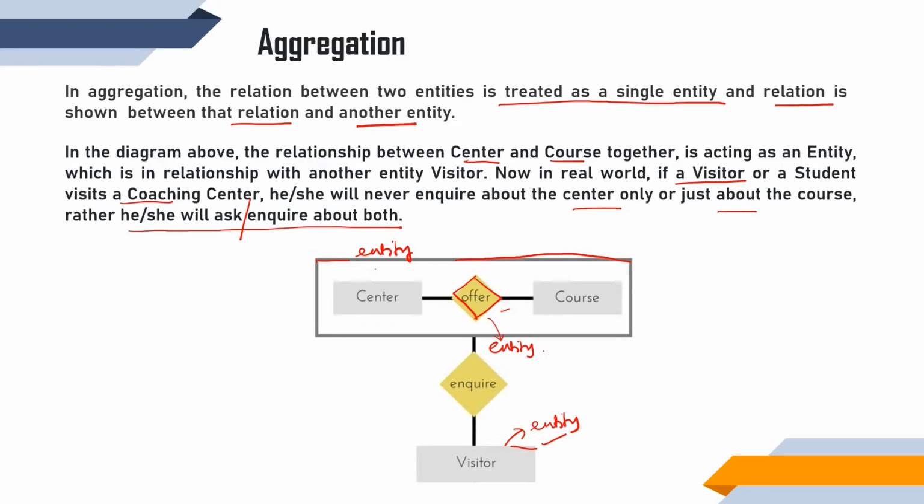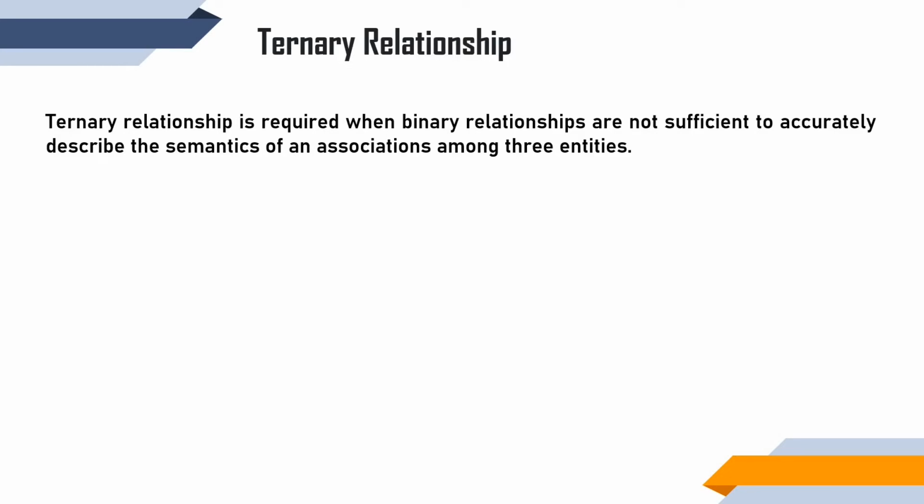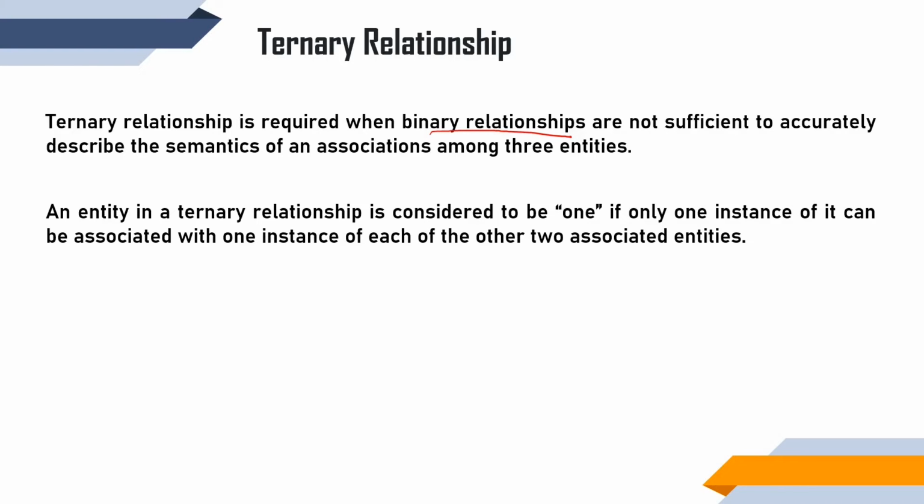relation. Understood? Next comes the last kind of relationship, which is ternary relationship. What is a ternary relationship? Ternary relationship means when more than two entities are involved. So far what we have seen is binary relationship, where only two entities were involved. But in a ternary relationship, we are showing a relationship between three entities. An entity in a ternary relationship is considered to be one if only one instance of it can be associated with one instance of each of the other two associated entities.